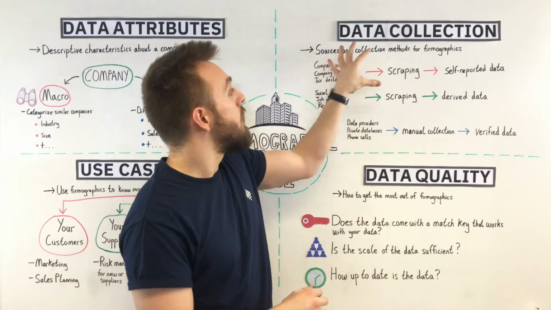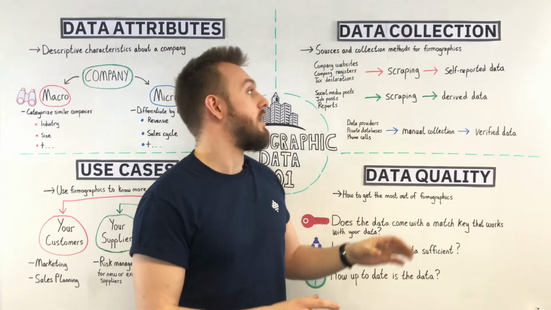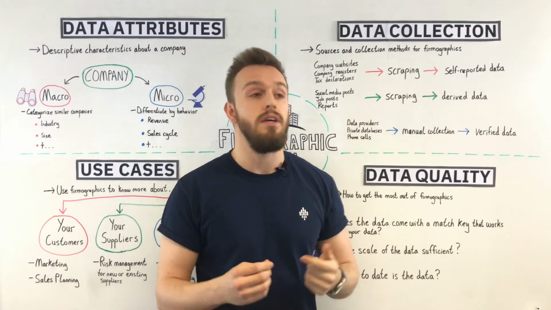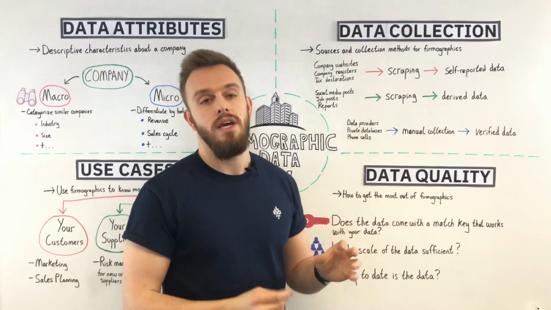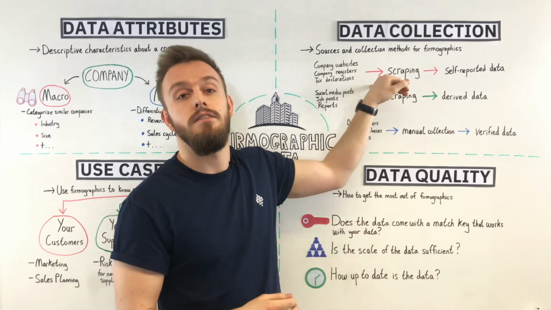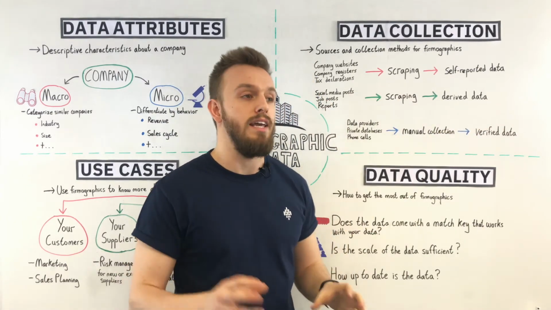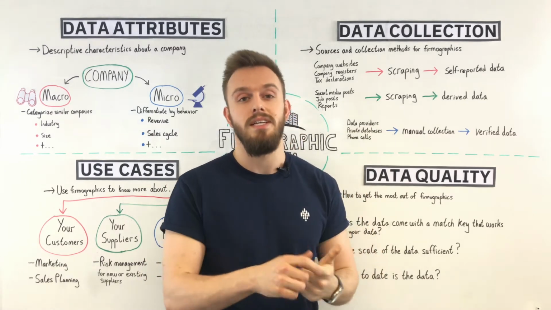Now, this is great when that information is out there, but if it's not, data providers often tend to scrape other things like social media posts, job postings, or even various reports about companies to get a little bit more context or perhaps find information that isn't available. This provides derived data.